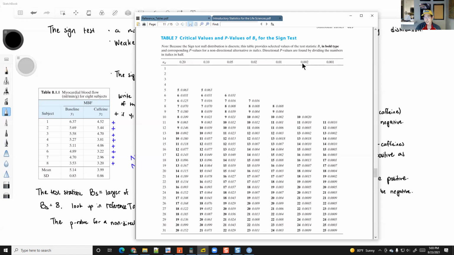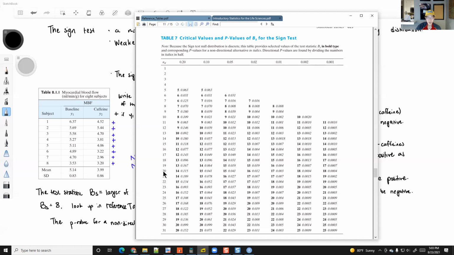If you had an alpha of 0.001, you will never get a value that's significant at that level, because that's not going to happen with 8 observations, okay? But if you have a much bigger sample, say 20 observations, okay?